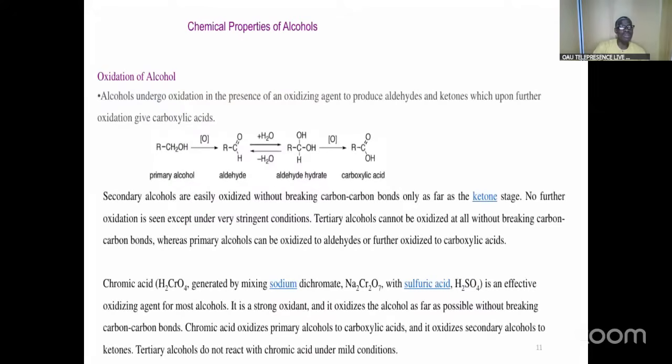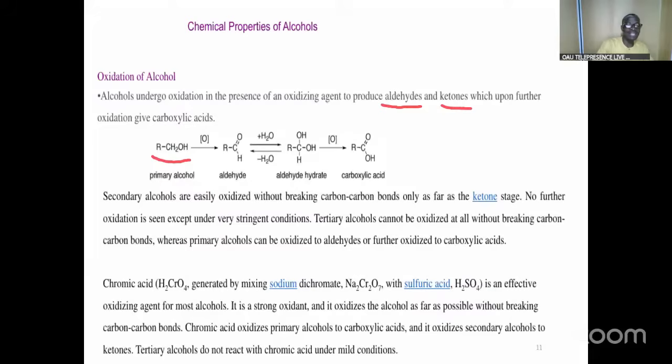Now, let's look more at the chemical properties of an alcohol. Apart from the acidity of alcohols that we have done, and also its reaction with metals, we still have other chemical properties which we are going to look at today and tomorrow. One of them is oxidation. Alcohols undergo oxidation in the presence of an oxidizing agent to produce aldehydes and ketones, which upon further oxidation give carboxylic acid. For example, look at this primary alcohol.